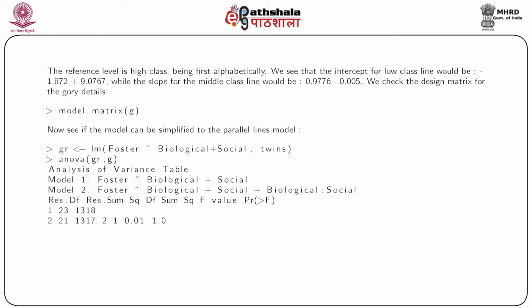So the reference level is high class in terms of the social class, being first taken alphabetically. That is the pattern in case of R. If you have several different factors, then the one which alphabetically comes first is taken as the benchmark level, and the others are measured based on this particular benchmark. So we see that the intercept for low class line would be 1.872 plus 9.0767. So as we had done in the previous case, we can fit the regression model, and then based on the coding for our factors, we can plug in the values of the factors accordingly.